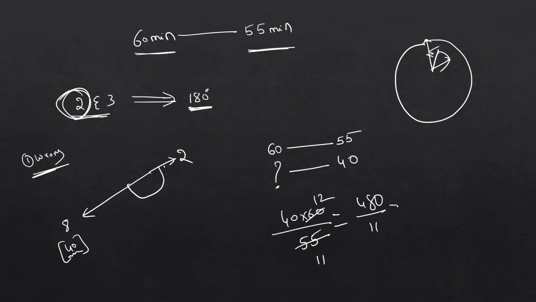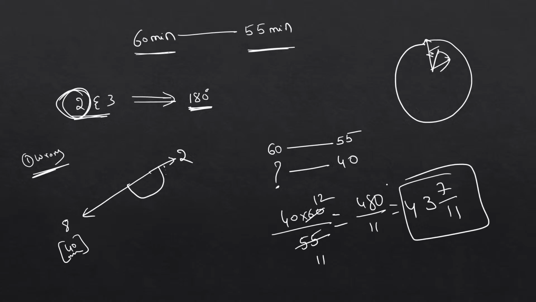That is 480 by 11. 4 11s are 44, 3 11s are 33, so 7 by 11. You are going to get the answer as 43 7 by 11. That means we thought the answer is 240, but the actual answer is 243 7 by 11.